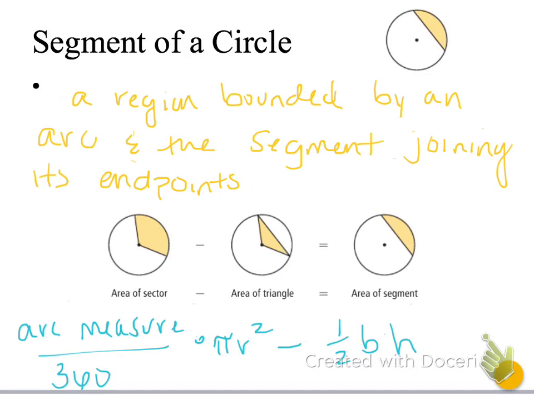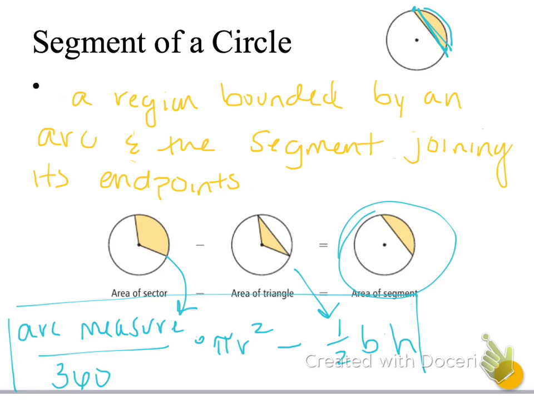Now the segment of a circle: a region bounded by an arc and the segment joining its endpoints. So it's an arc, joined by two endpoints. Here is my segment. We take the area of the sector and subtract the area of the triangle to find the area of the segment, or use this equation: arc measure divided by 360 times pi r squared, minus the area of that triangle. So this was what we found in the last problem, minus the area of that triangle, to get the area of the segment we want. Because if you notice, if we subtract this little triangle out, what do I have left? The area of that segment that we want in the circle.